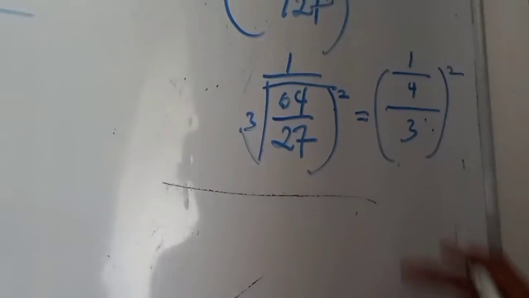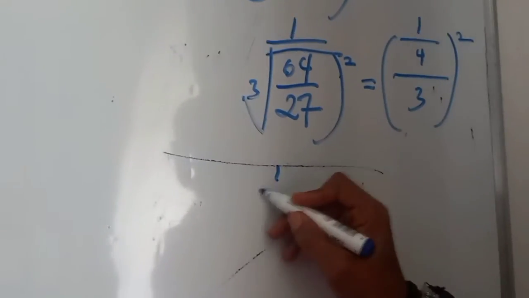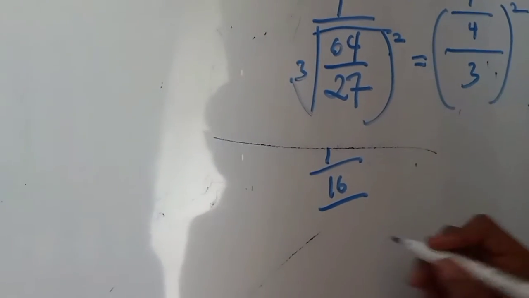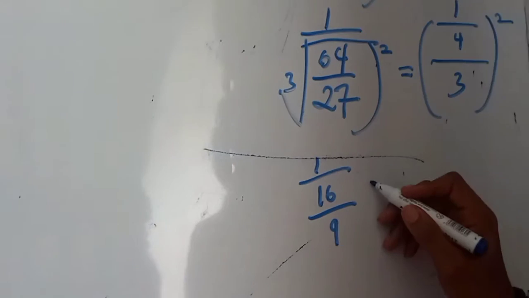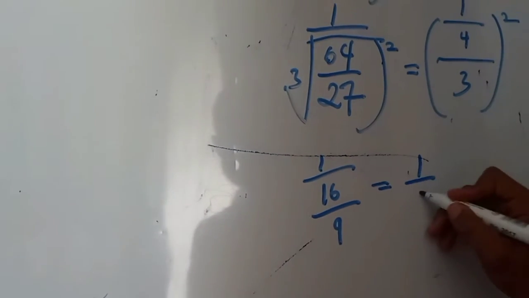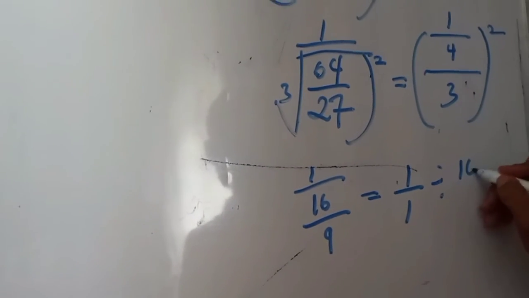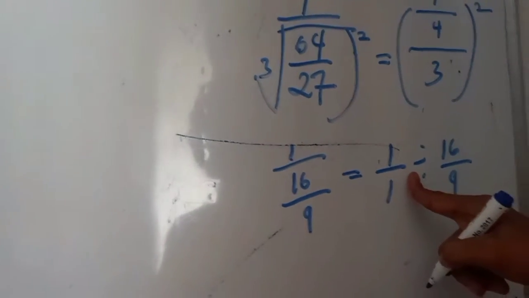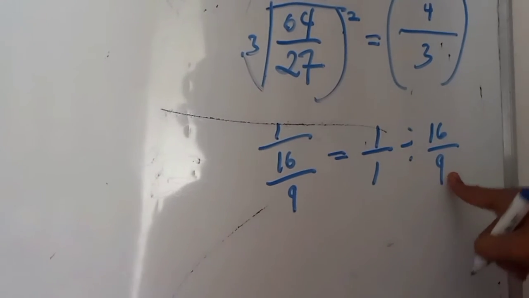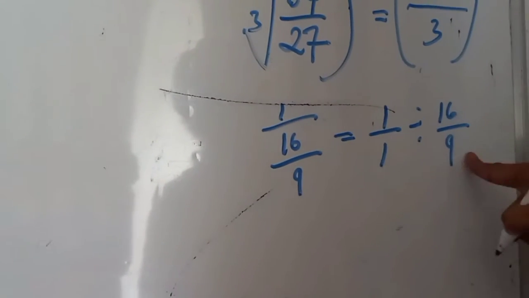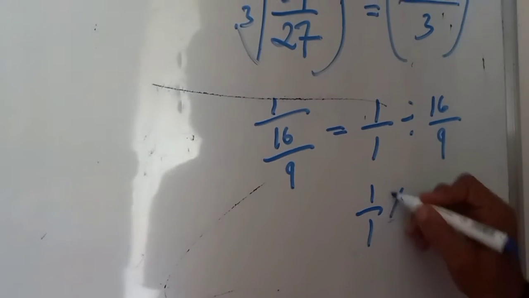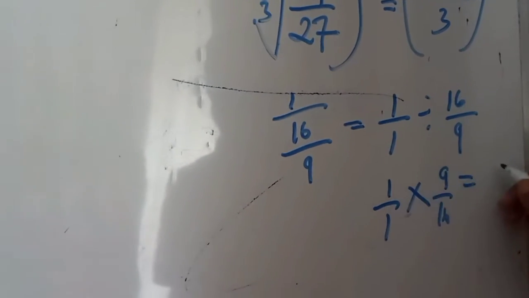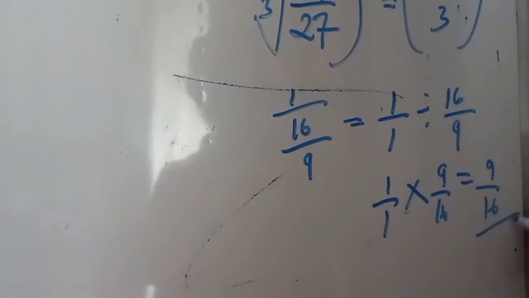Then we see that 1 times 1 is still 1. 4 times 4 is 16, over 3 times 3, which is 9. Automatically, I will now expand it by saying 1 over 1 divided by 16 over 9. Which means, when this division sign is turned to multiplication, the denominator becomes the numerator and the numerator becomes the denominator. Which means 1 over 1 times 9 over 16, equals 9 times 1, which is 9 over 16. This is our final answer.